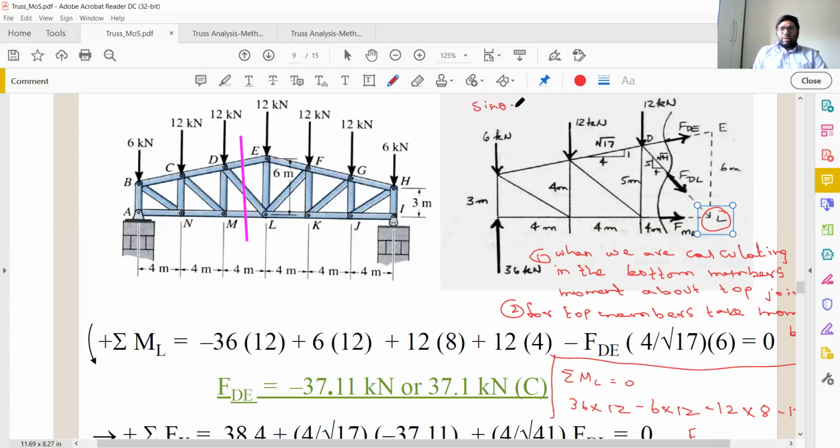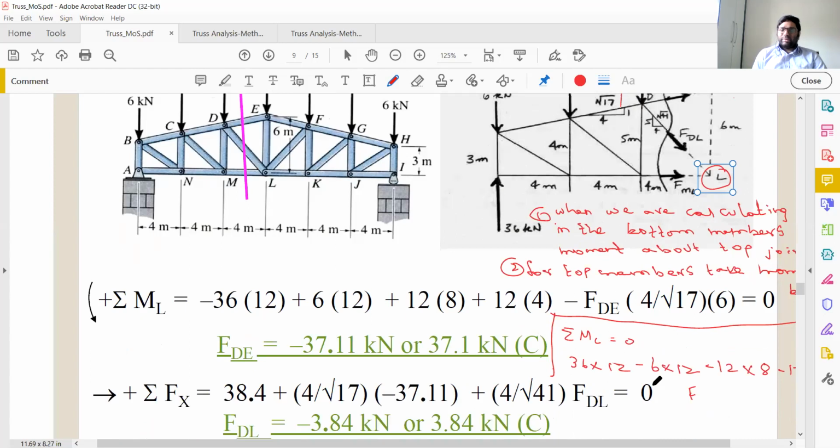Sine theta is equal to 1 by root 17. Cos theta is equal to 4 by root 17 for this member. So FDE. So when we resolve it, because this is an immediate part, and one more thing, you might get a doubt that why aren't we considering this part? We cannot do that, no, because this is FDL. So for FDE, the inclination is this.